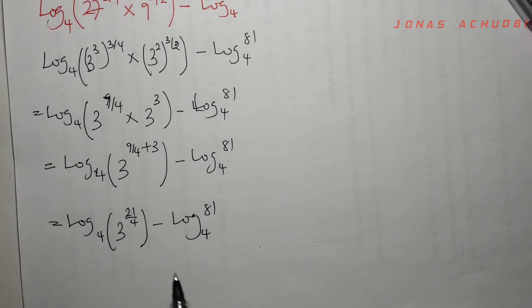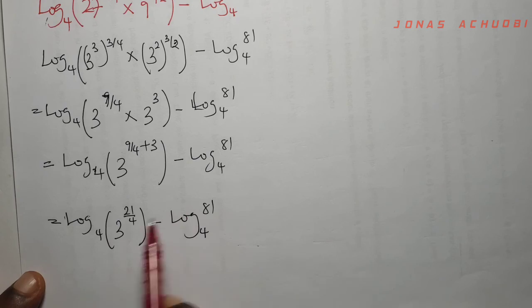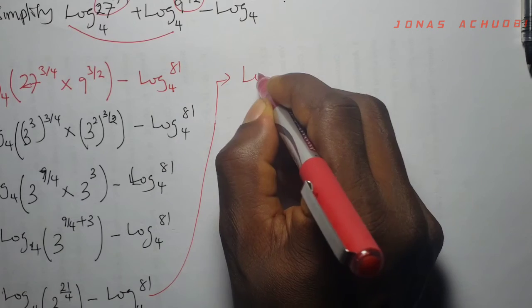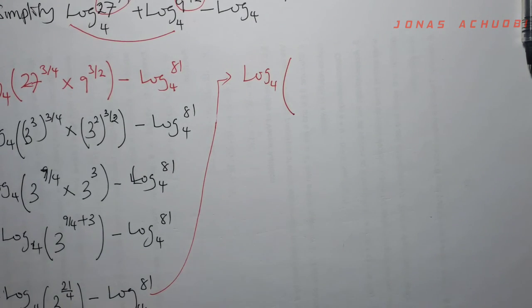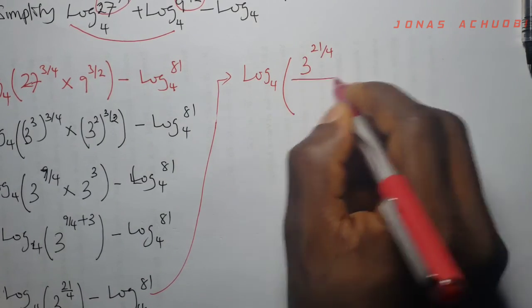Now at this point, I can apply law number 2, because I have log in base 4, I have log in base 4, and between them I have subtraction. And the coefficients here are 1 and 1, or minus 1 if you like. So I can apply law number 2 of logarithms, which says what? That this log is simply equal to the quotient of the individual logs. So I can now write this as the logarithm in base 4 of 3 raised to the power 21 over 4 divided by 81.